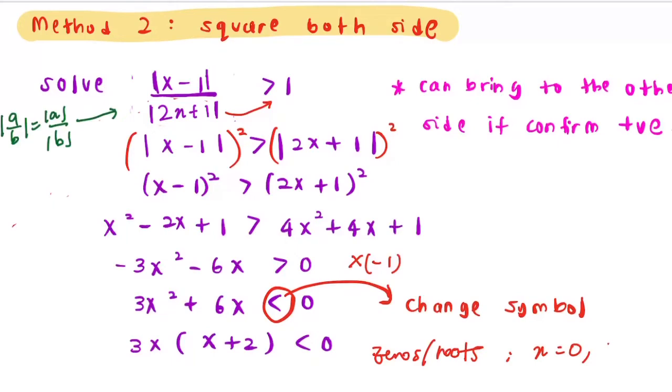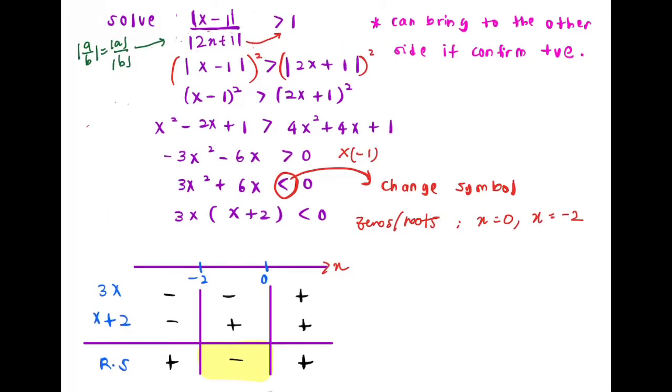Another one is x equal to minus 2. So now let's do the sign table here. Draw the number line. Put minus 2 on your left. Put 0 on your right. And then put in the factors 3x and x plus 2.